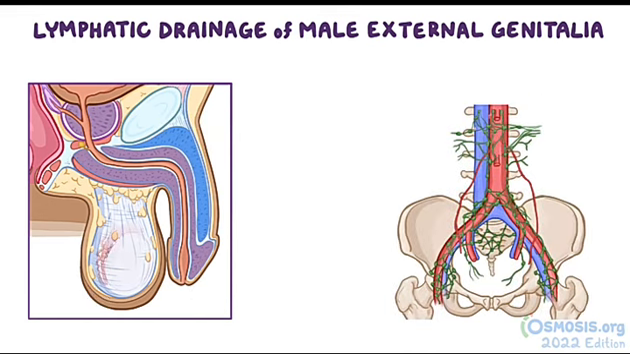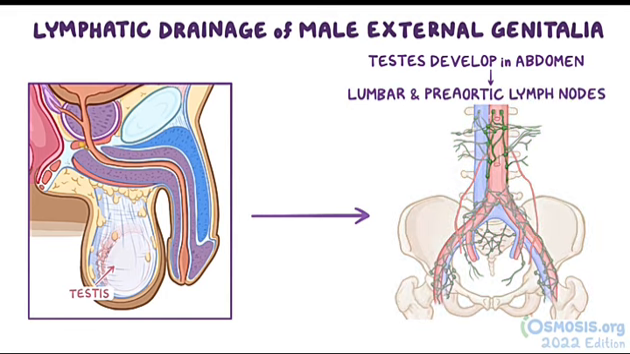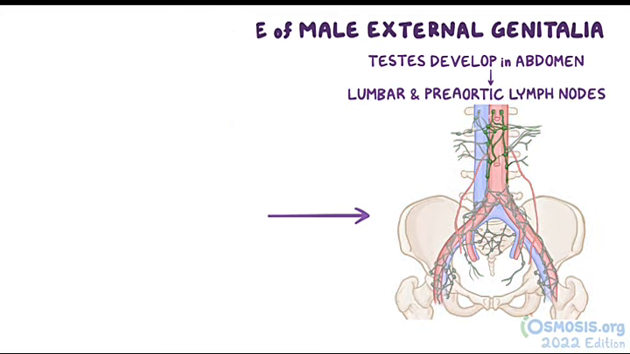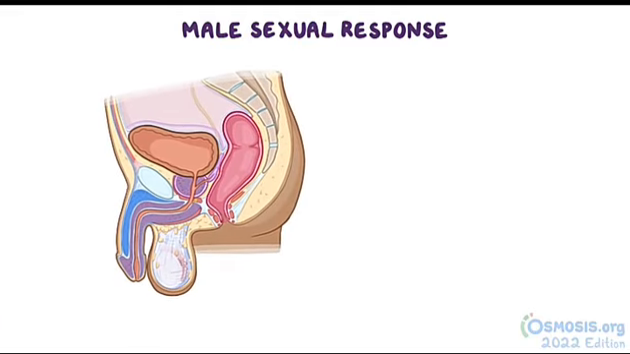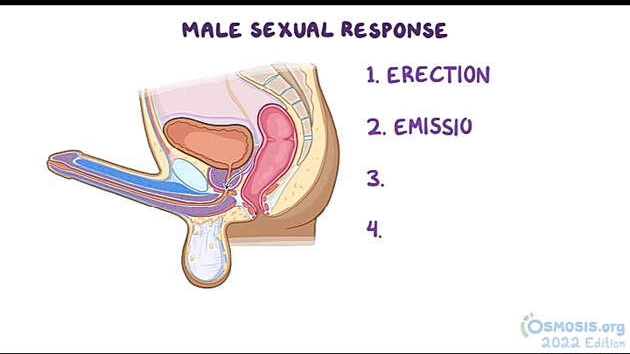Finally, you may think that the lymphatic drainage of the testes is similar to the scrotum, right? Well, that's not the case. The testes develop in the abdomen, so their lymph drains into the lumbar and pre-aortic lymph nodes. Alright, now that we understand the anatomy of the penis, let's switch to physiology and discuss the male sexual response. The sexual response has 4 stages, called erection, emission, ejaculation, and remission.